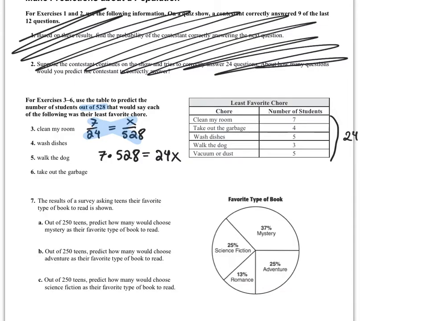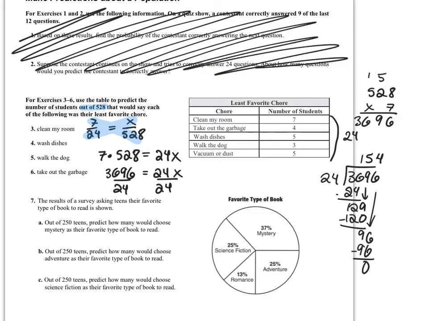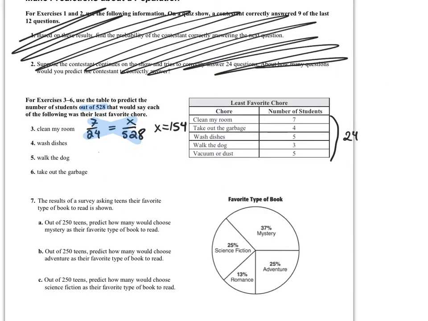7 times 528 is 3,696. So now I have 3,696 equals 24 times x. To figure out what x is, let's divide both sides by 24. And I found that 3,696 divided by 24 is equal to 154. So based on that proportion, I would say that 154 students out of 528 would choose cleaning their room as their least favorite chore. So I am going to skip over washing the dishes. You can skip over it too.